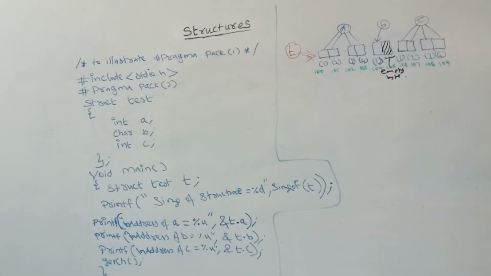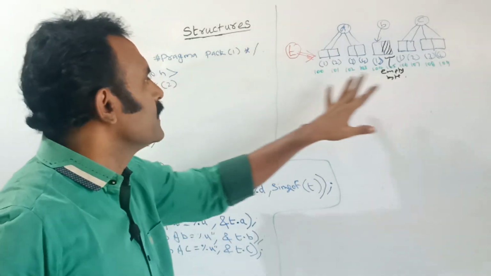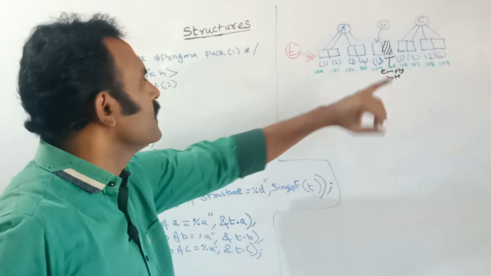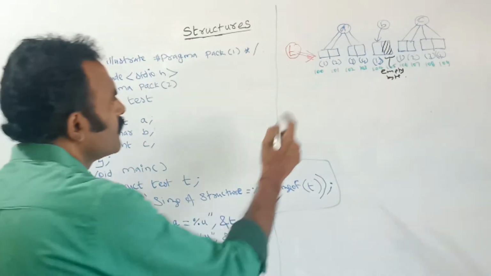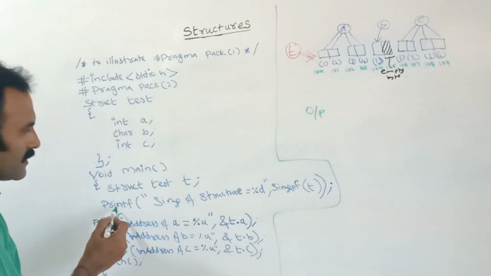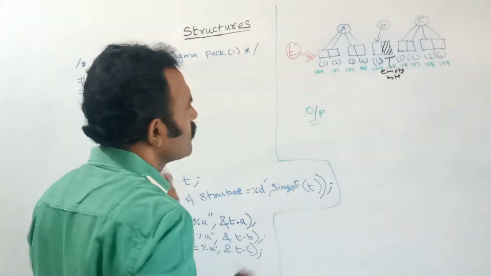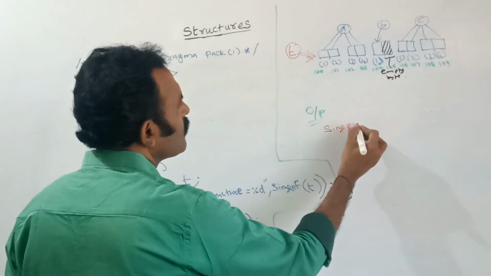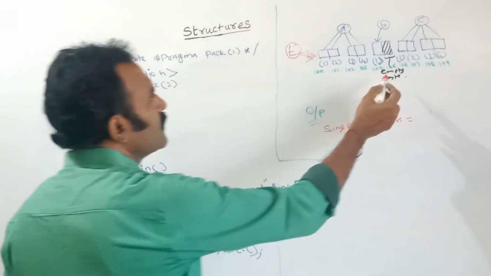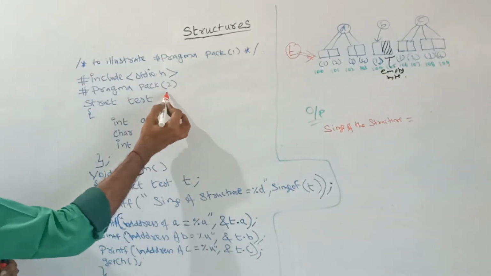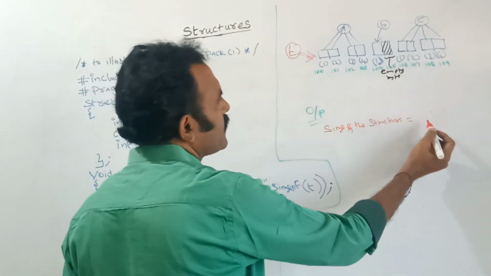Here let us assume this one 100 to 109. Each and every byte has an address. Let us see the output here. It will print the size of the structure is equal to... What is the size here? For pack of 2, I am telling, the size will be 10.